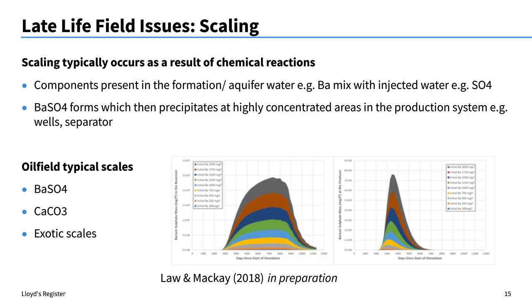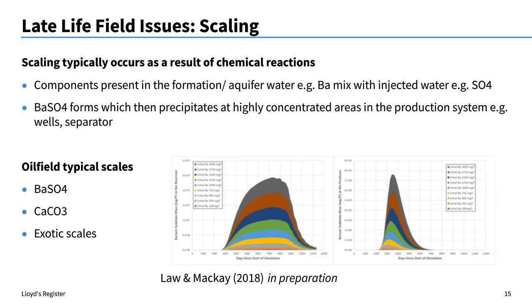So in some cases, you can also state, and I haven't mentioned this here, that injectors need to have chemicals like chemical inhibitors pumped in near the injector so as to limit the potential for scaling formation around the injection well.